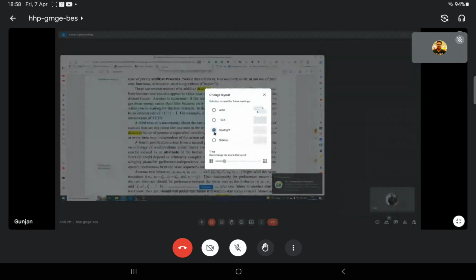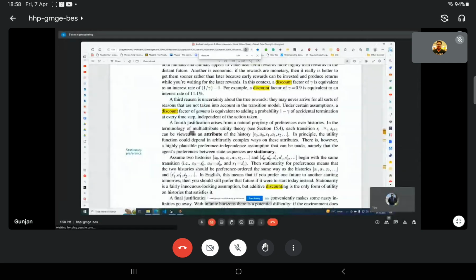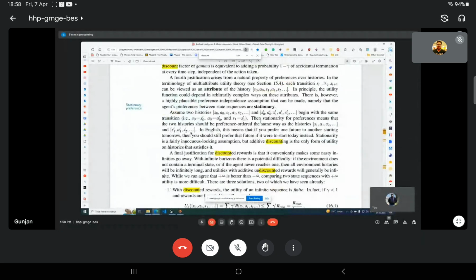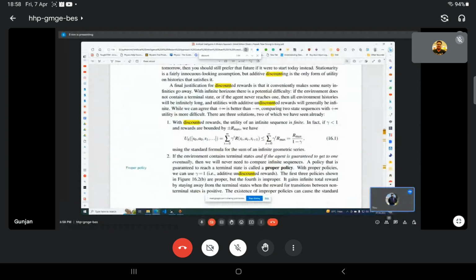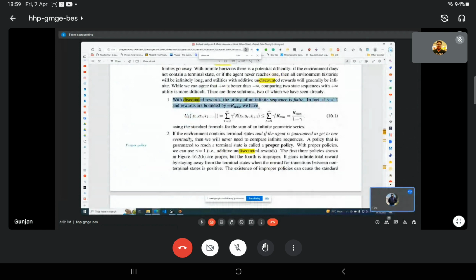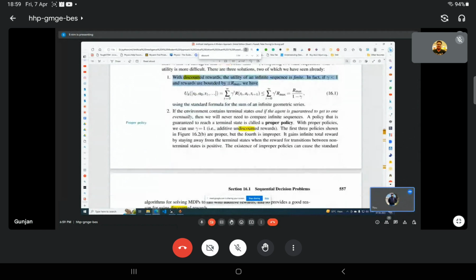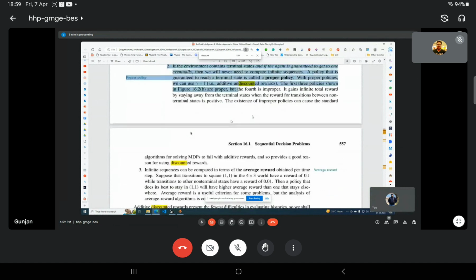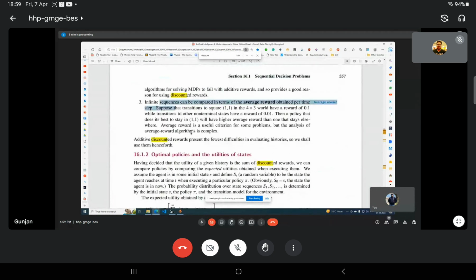So you can see, a final justification of discounted rewards is that it conveniently makes some nasty infinities go away with a finite horizon. These are the two. There are three solutions, two of which are already the discounted reward: the utility of an infinite sequence is finite, and the environment contains terminal states. If the agent is guaranteed to get one eventually, then we will never need to compare infinite sequences, and infinite sequences can be compared with the average reward. These are the three solutions given.